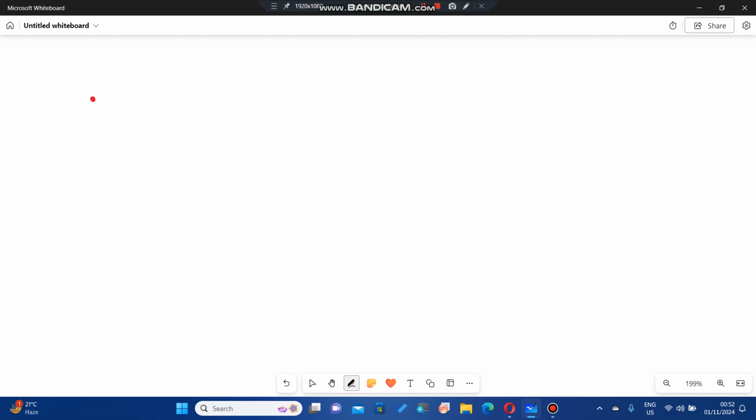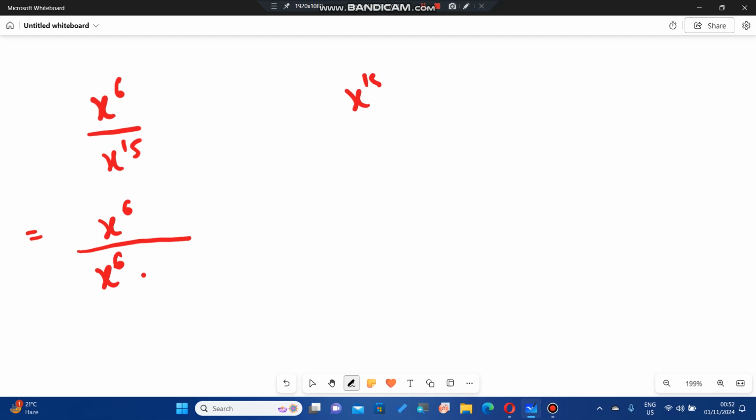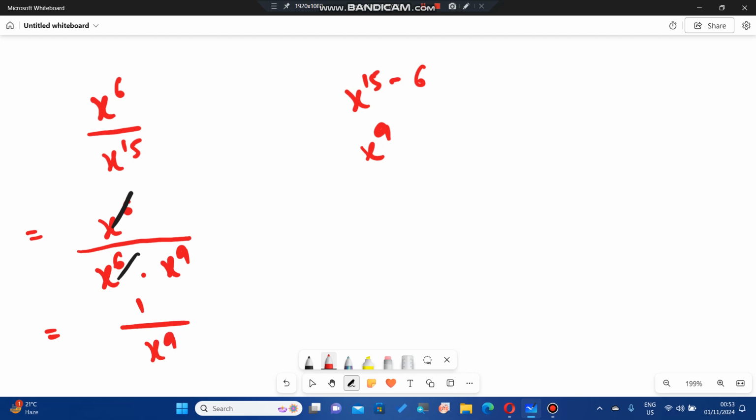Let's say we have x to the power 6 divided by x to the power 15. We know that we can only cancel the term x to the power 6. Alright, we have written x to the power 6 out of x to the power 15. Out of 15 we already wrote 6. We can subtract 6 here. What are we left with? X to the power 9. We can write x to the power 9 here. We can cancel x to the power 6 with x to the power 6. What is our answer? 1 divided by x to the power 9.